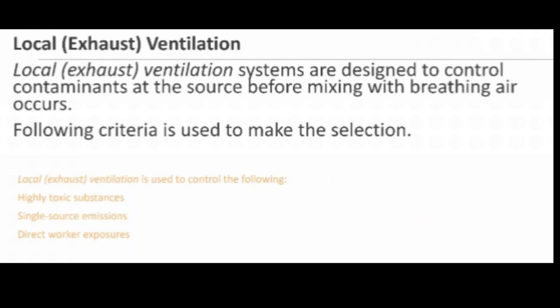Let me complete types of ventilation. At the end of every subtopic, we will have a question answer session.